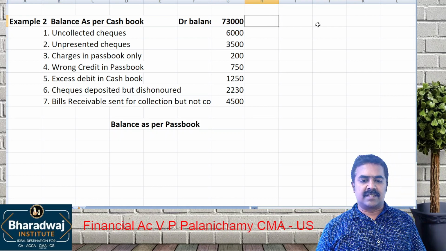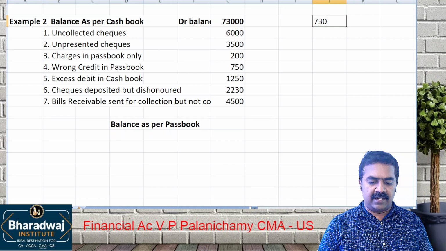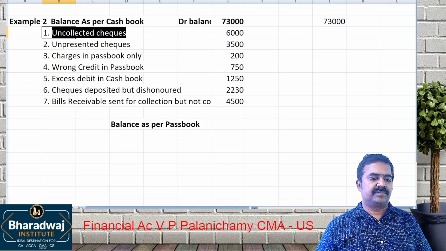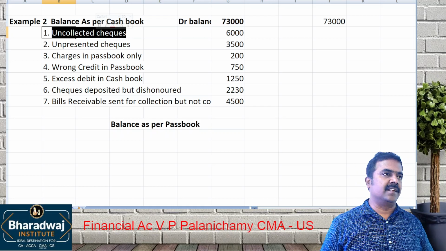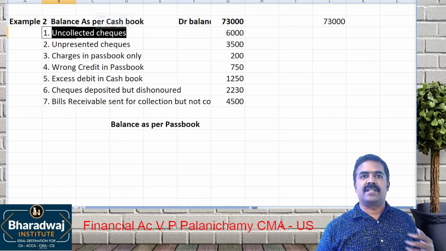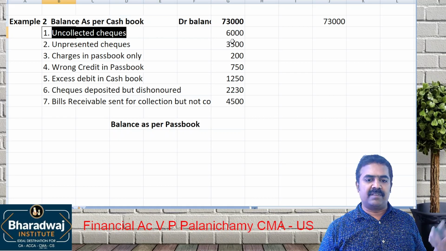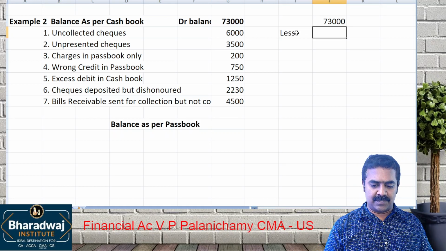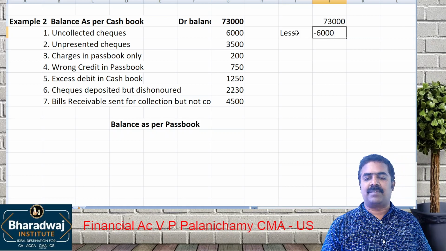Shall we discuss? 73,000 is there, right? What do you mean by uncollected check? We have deposited the check but it is not collected by the bank. While depositing, what would we have done? We would have added. Has the banker added? No. So what to do? Less 6,000.